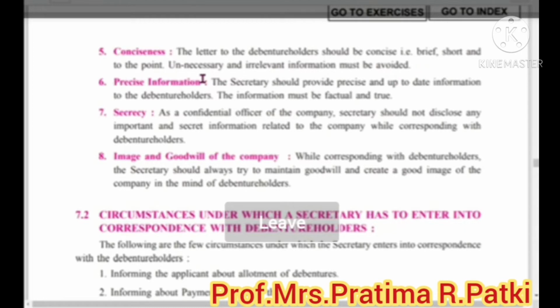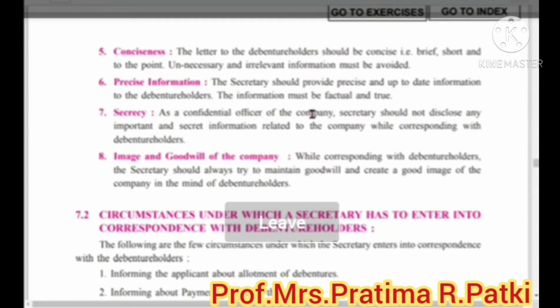Next is precise information. The information given to the debenture holders should be factual and true. No false information should be given. Correct information should be provided. Next is secrecy.